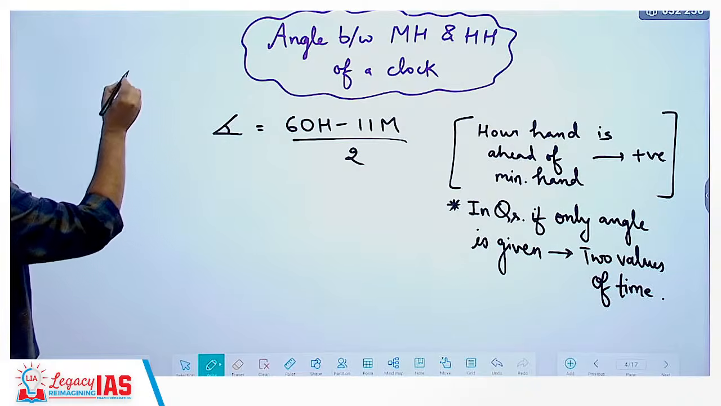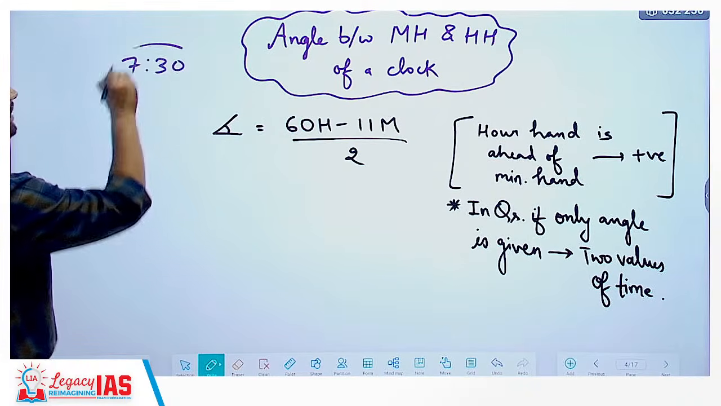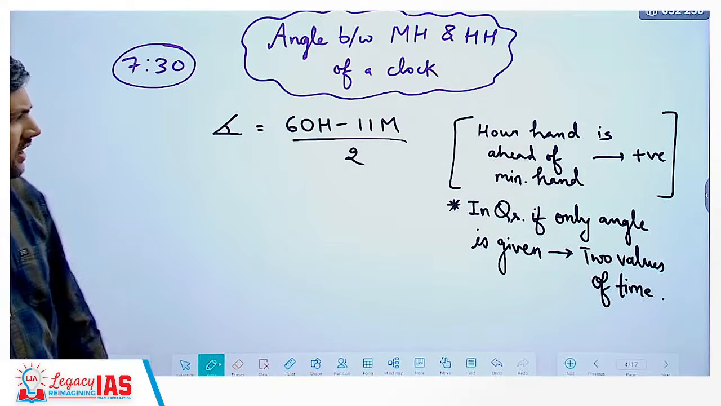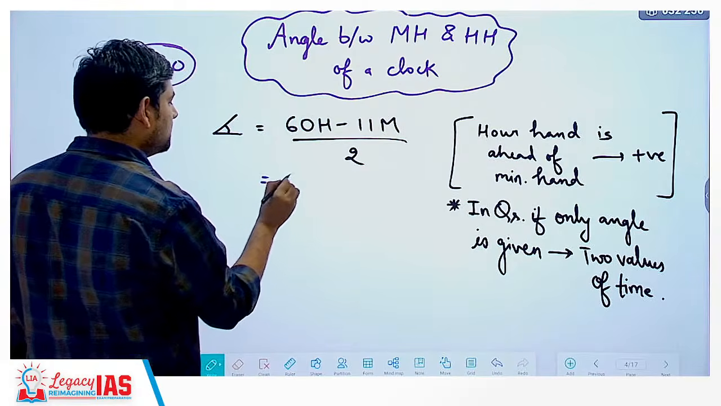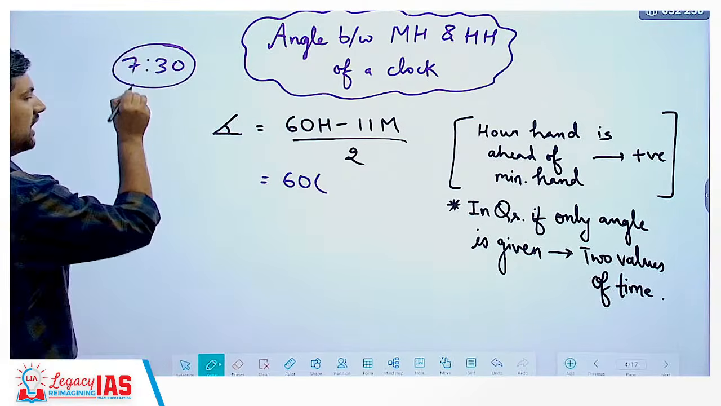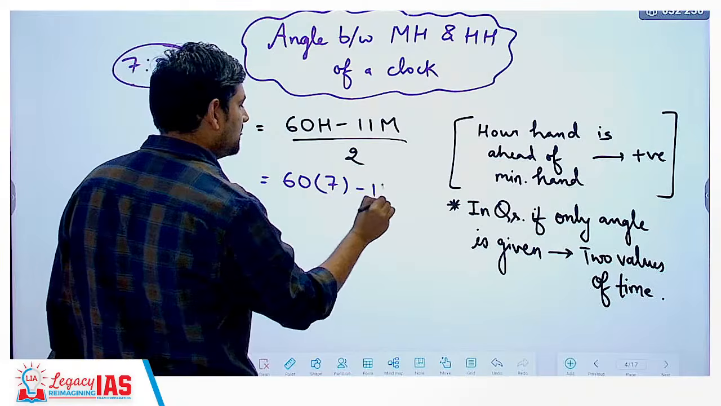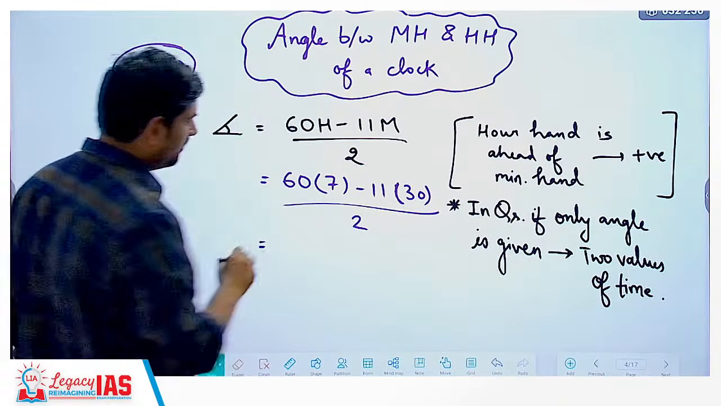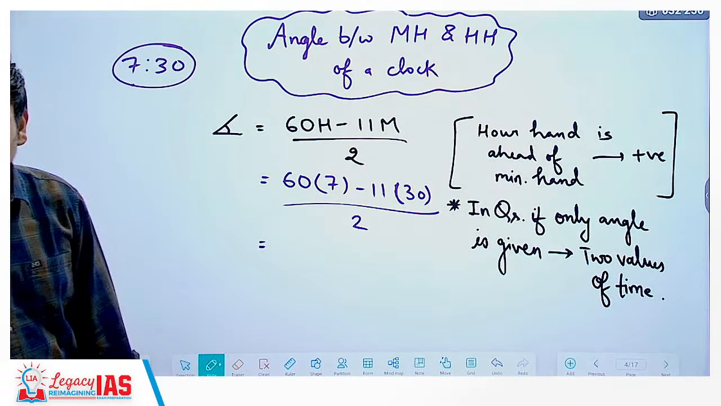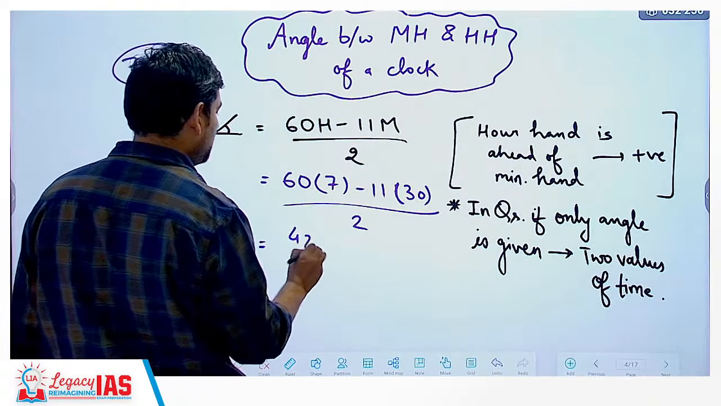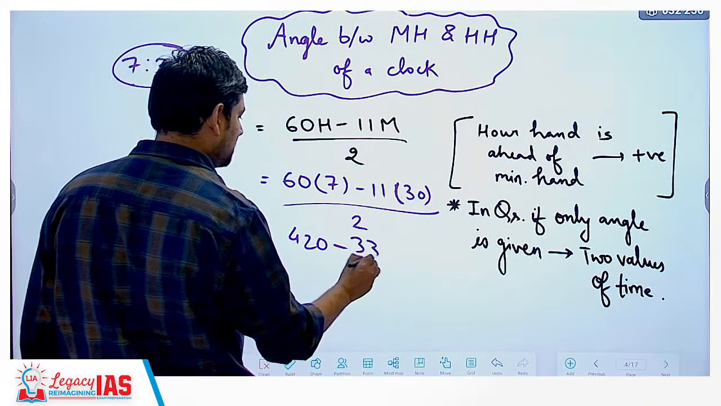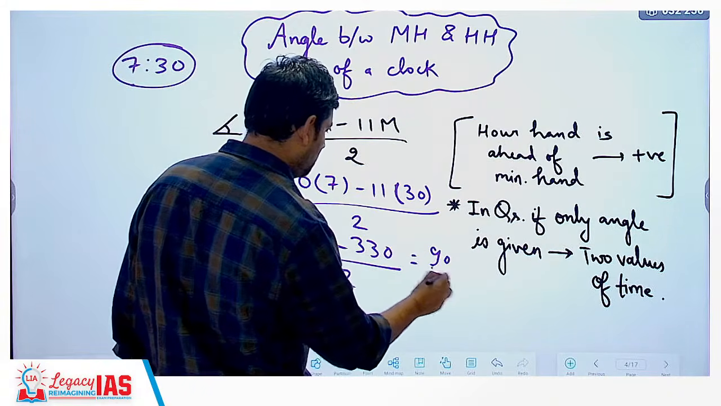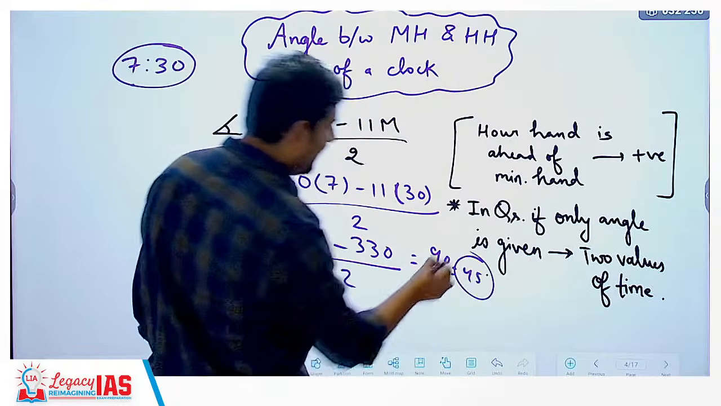Now if I were to calculate that at 7:30, what is the angle between the minute hand and hour hand? Then what I'll do, I will just put the values here. So 60 is there. In place of h, I will put 7. In place of m, I will put 30, and then divided by 2. Correct? 60 into 7, 6 sevens are 42, so this becomes 420 minus 30 into 11 is 330 by 2. What this becomes? This becomes 90. 90 by 2 is equal to 45 degree.